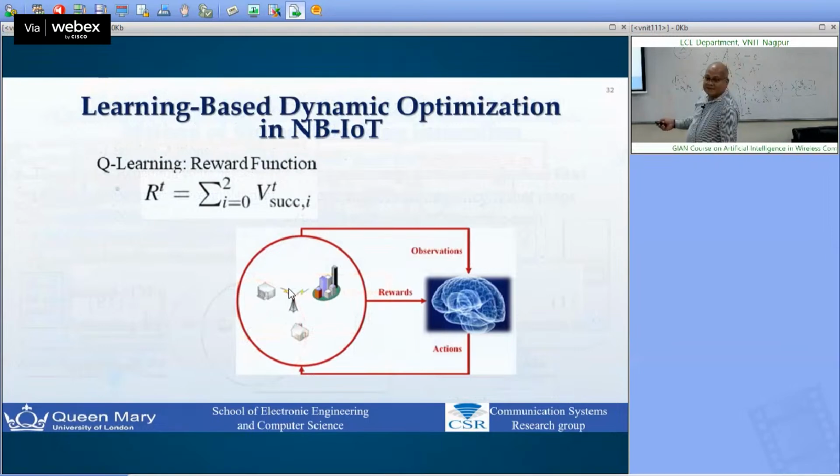Here the action is to establish the connection. To establish the connection, you have to select the parameters. How many preambles for each region? What is the repetition value? What are the random access opportunities? Everything should be selected. If you don't select correctly, it won't establish the connection.